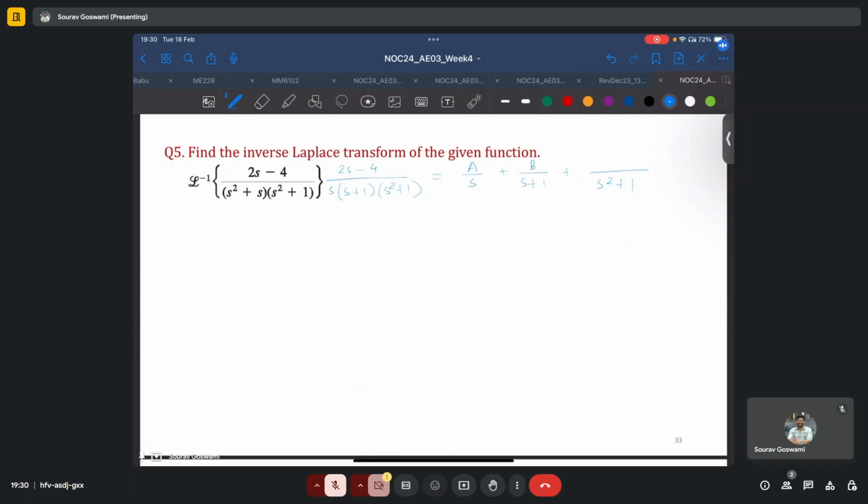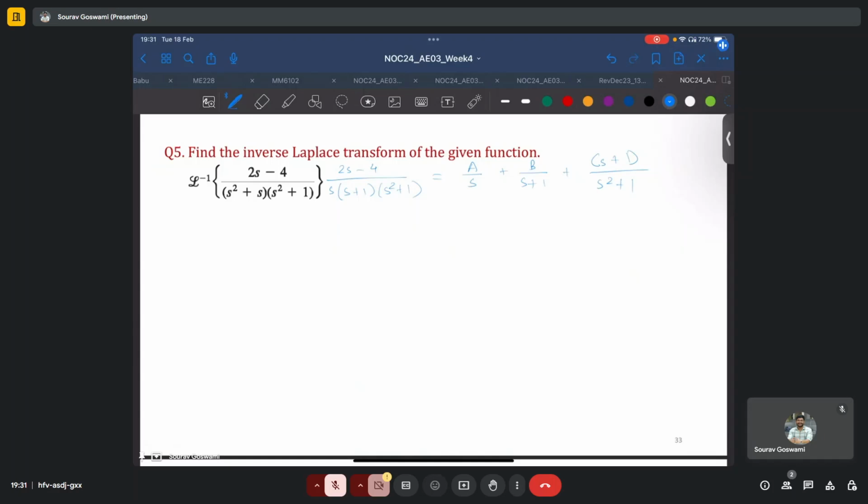So as we were discussing, the numerator must only have one order in s less than the denominator. So this will become cs plus d. If the denominator were a cubic term, the numerator would be a quadratic. So you would have something like cs square plus ds plus e.